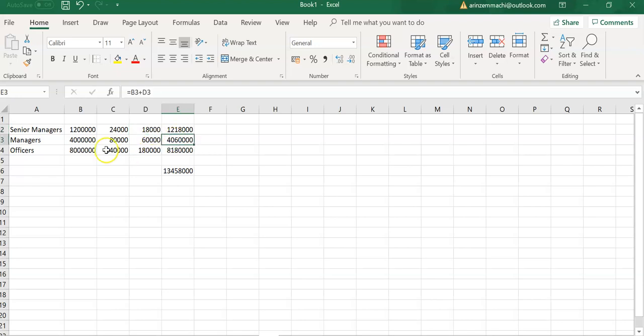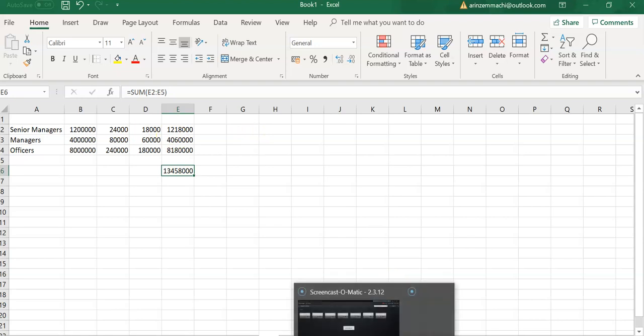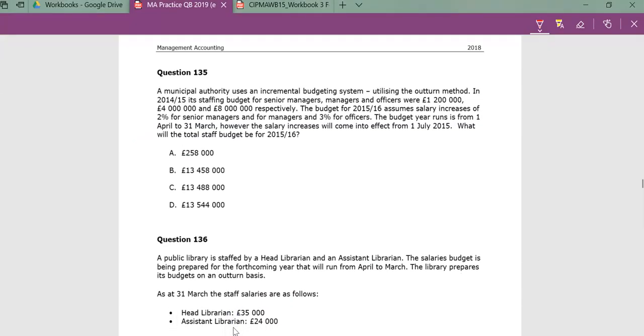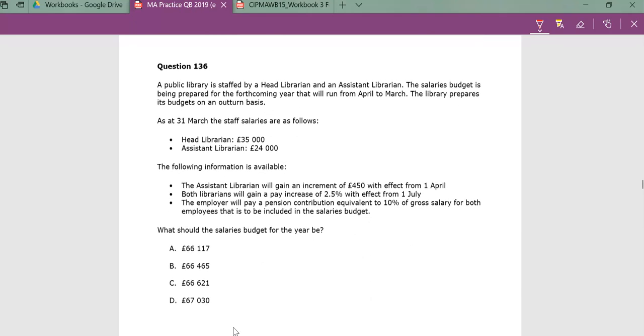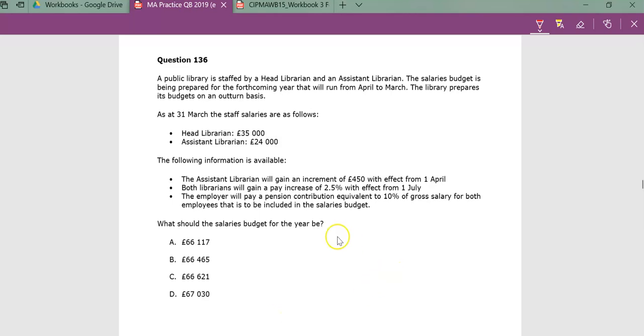And exactly the same thing, this plus that, as well as this plus this. So I get this 13458, which comes to B as well. Lots of B's, strangely enough. But the key point is that this is just a normal outturn included for the period that it's kicking in. And that's 135. And then let's finish off with 136 for this session. It's pretty similar as well, very similar, but just following it very carefully.